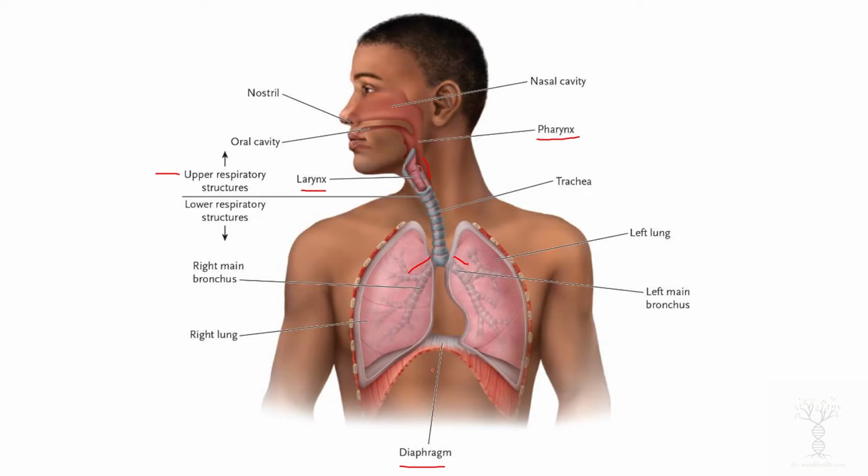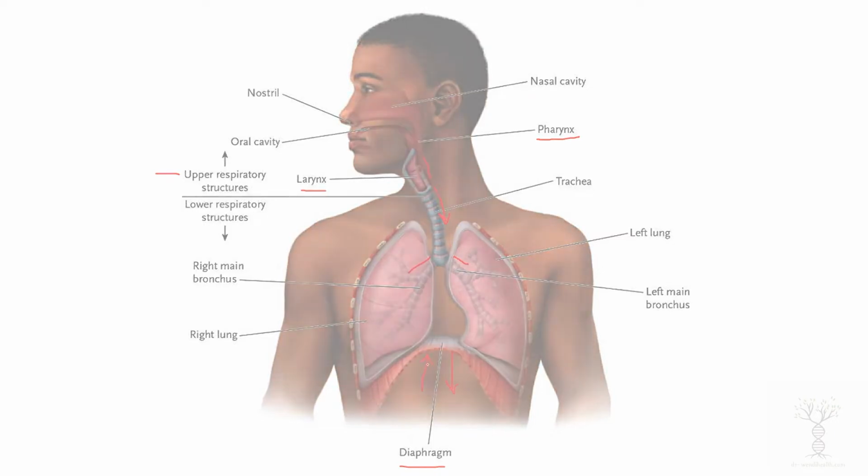I will have a more detailed video on ventilation processes, but when we breathe in, the diaphragm contracts and it moves down, and that creates a negative pressure in the thoracic cavity or the chest cavity, and it causes air to move in. And then when we breathe out, the diaphragm will relax and push back up. That will increase the pressure and that will move the air out.